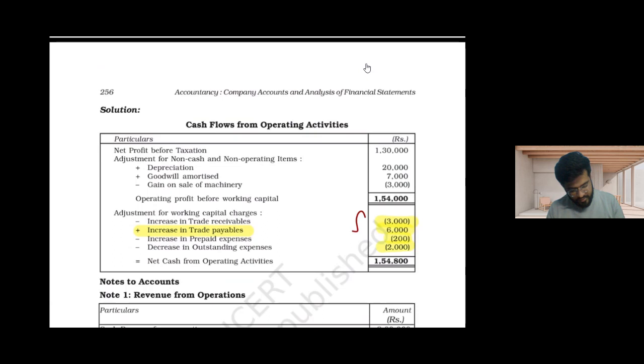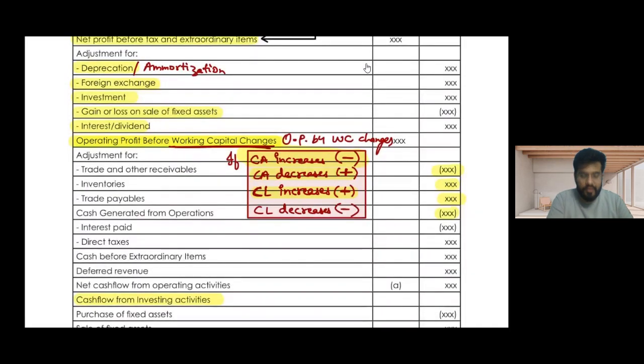Okay, so this all has been called the adjustment of working capital changes. In our format, I was at the operating profit before working capital changes. Now these are all the adjustment for working capital changes. Once you have done this adjustment, you will get one figure called cash generated from operations.